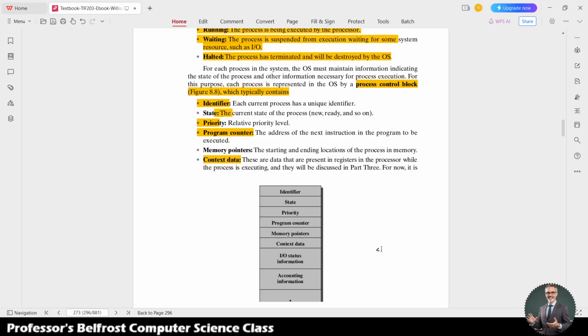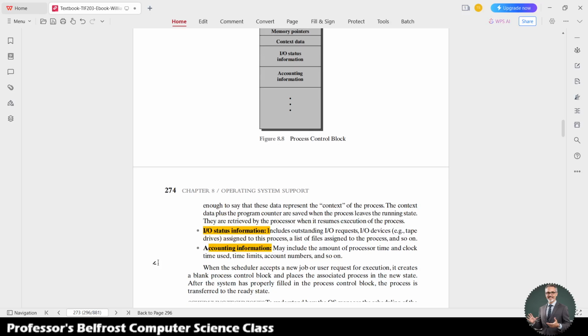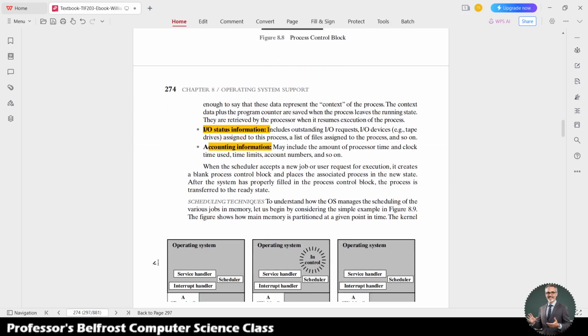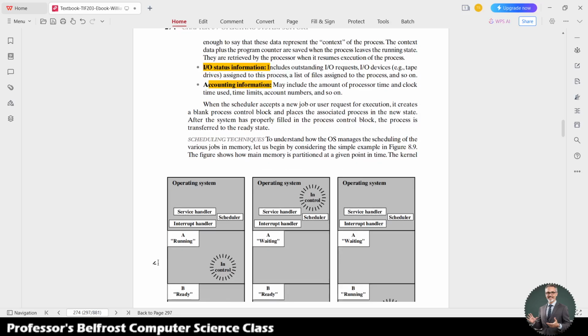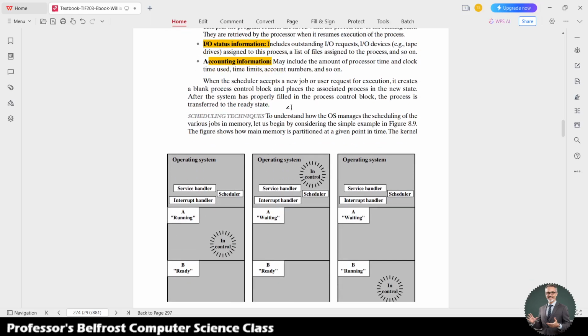Actually more. Okay, we also have IO status information, accounting information, and sometimes more. And when the scheduler sets a new job or user request for execution, it creates a blank process control block and places the associated process in the queue. After the system has properly filled in the process control block, the process is transferred to the ready state.